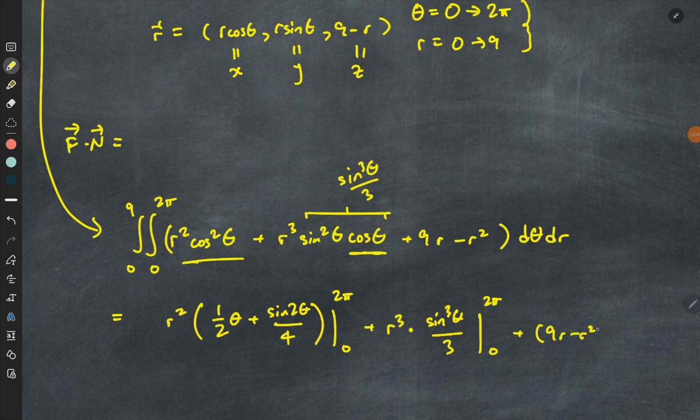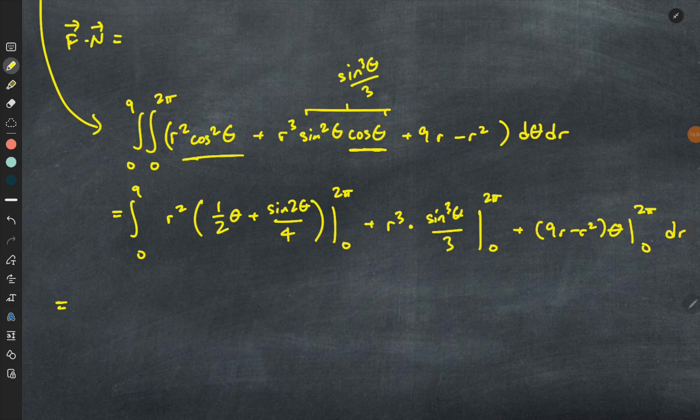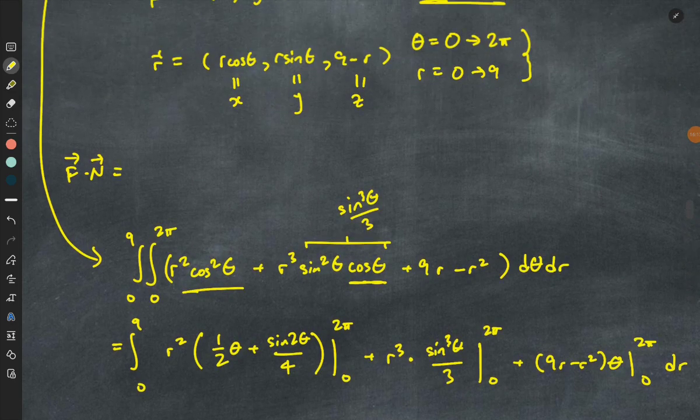And then 9r minus r squared can be treated as a constant. We can put them inside brackets just to make things simple. We can multiply that by theta. And obviously theta goes from 0 to 2 pi once again. And can't forget, we still have another variable to integrate with respect to. So a lot of things cancel out. Did I do this right?